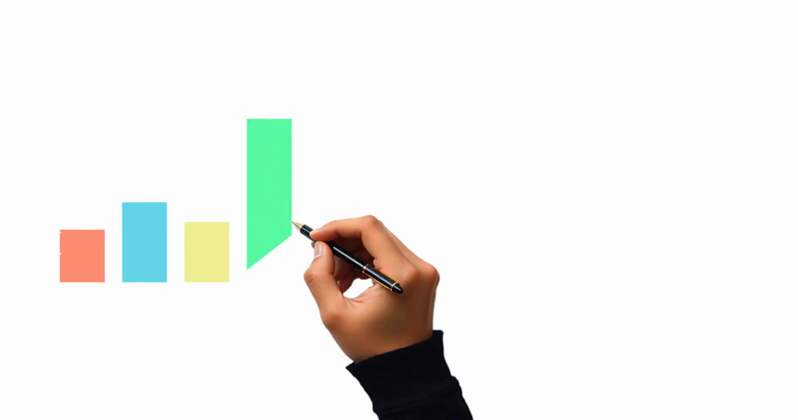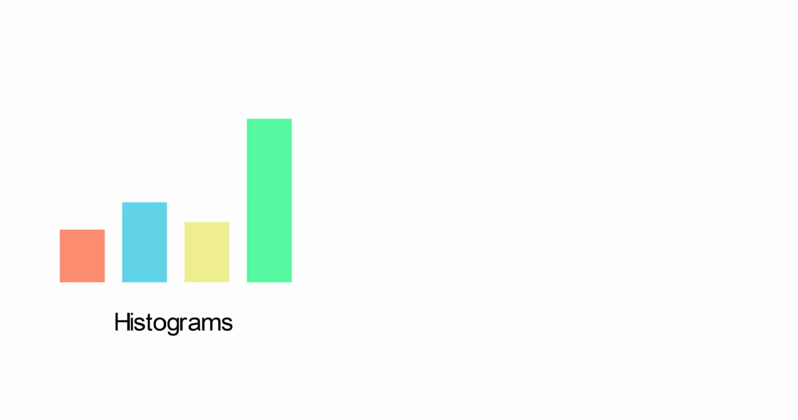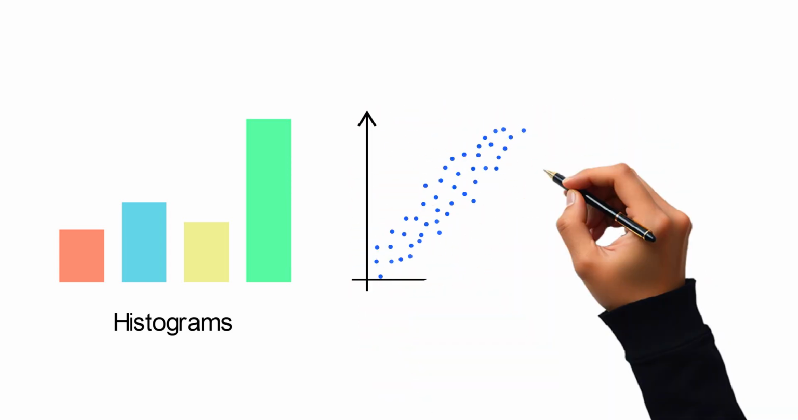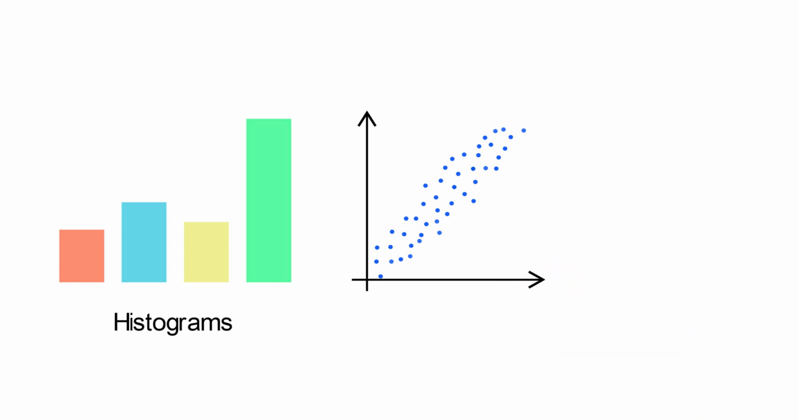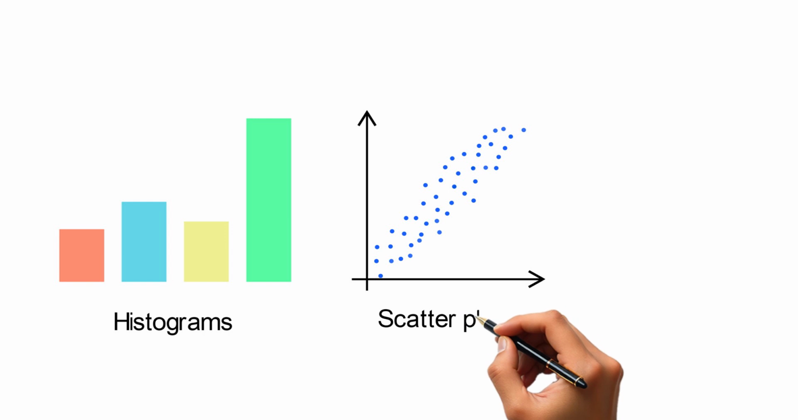Let's look at some common types of visualizations. Histograms, bars of different heights showing how data points are distributed. For example, in medicine, they can reveal the age distribution of patients in a clinical trial. Scatterplots, dots on a plane showing how two variables relate to each other. In healthcare, they can be used to explore the relationship between blood pressure and cholesterol levels.